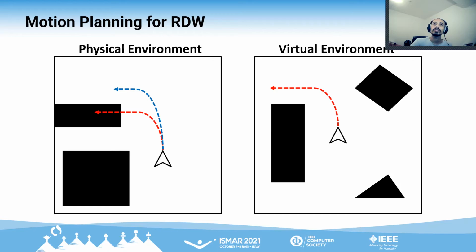However, if we sort of reframe the redirection problem in terms of motion planning, we have a motion planning problem with additional constraints now.